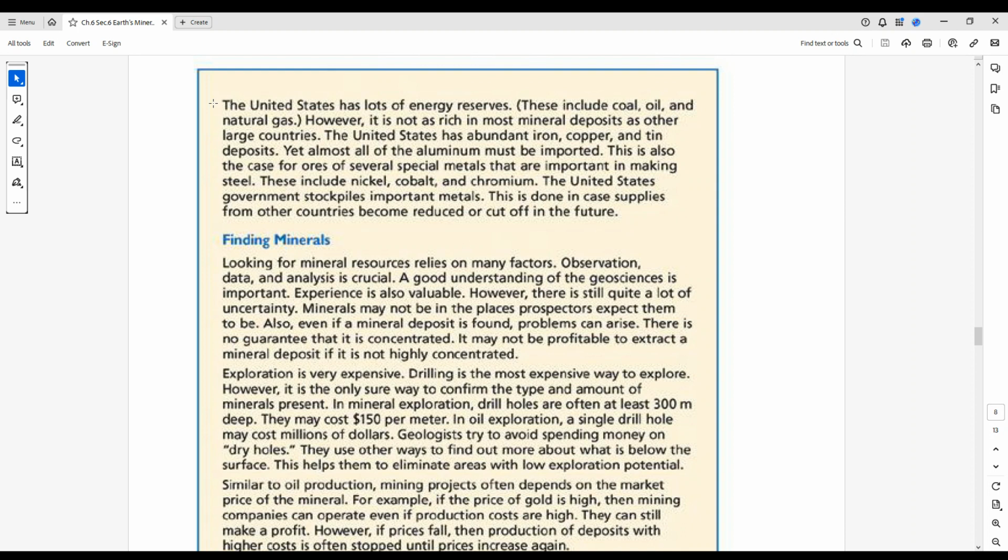The United States government stockpiles important metals. This is done in case supplies from other countries become reduced or cut off in the future.